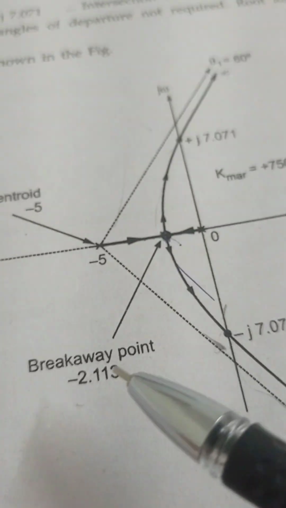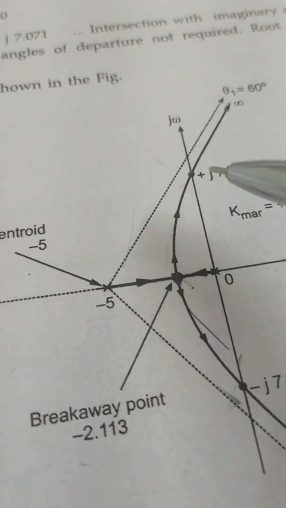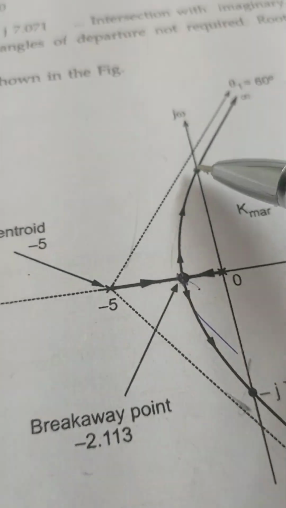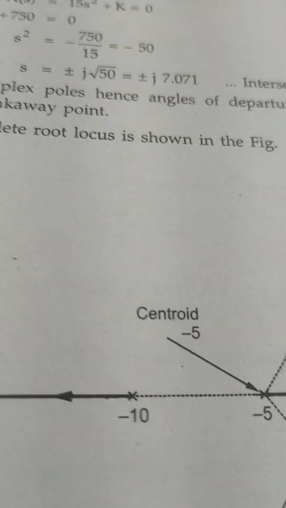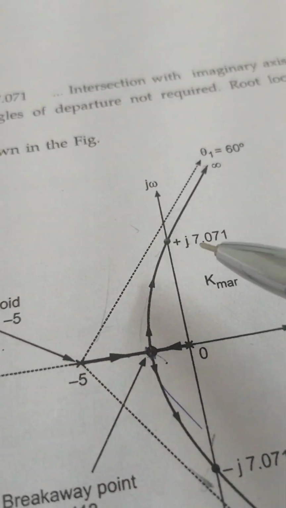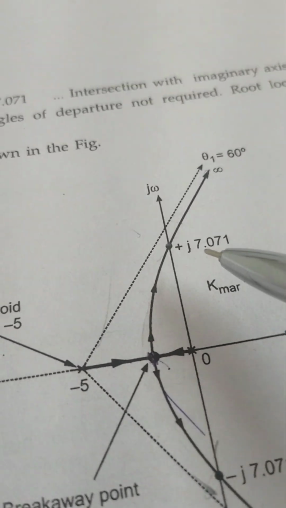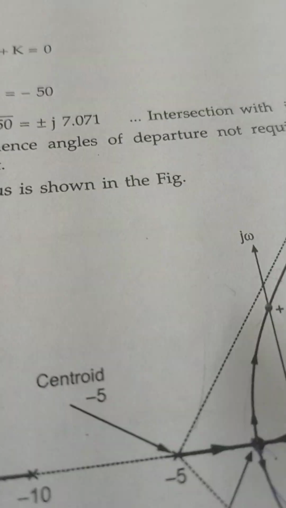Therefore the breakaway point of this root locus is here at what value? Minus 2.113. This is the breakaway point, and the locus cuts the imaginary axis at 90 degrees. 90 degrees means plus 90 degrees and minus 90 degrees. What are the values? They should be here: plus j 7.071 here, and minus j 7.07 here, because the values will be plus or minus.